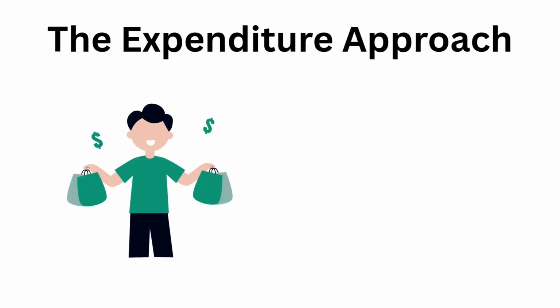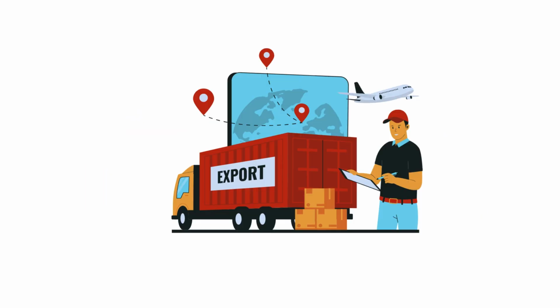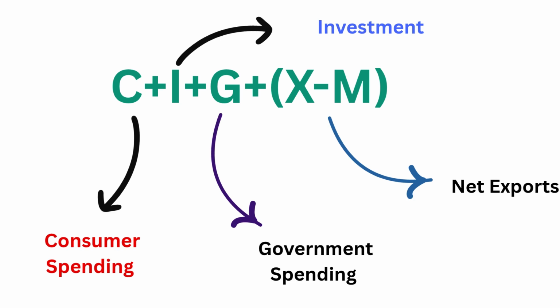There are three main ways to calculate GDP, and each gives a different angle on the same picture. First, the expenditure approach. It adds up everything spent in the economy. That includes consumer spending, business investments, government spending, and net exports, which is exports minus imports. The formula is C plus I plus G plus X minus M. That's consumer spending plus investment plus government spending plus net exports.